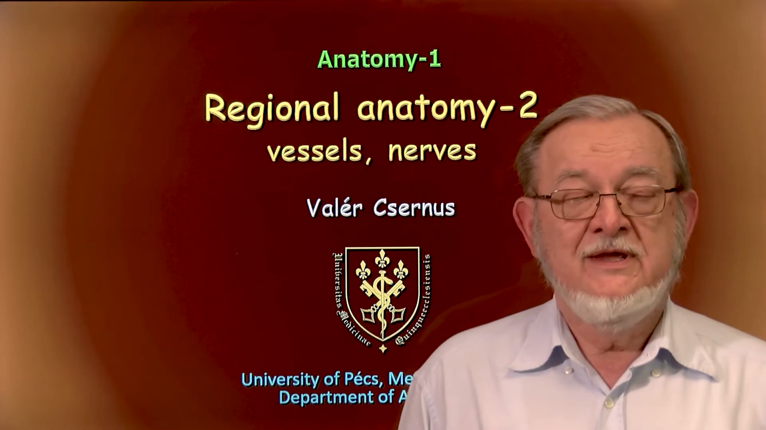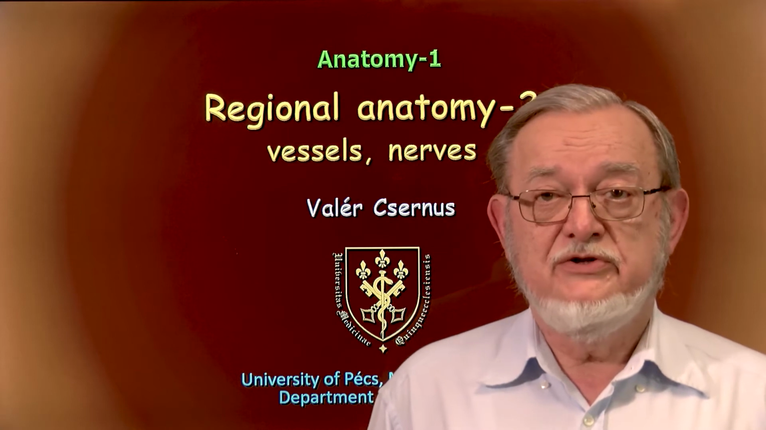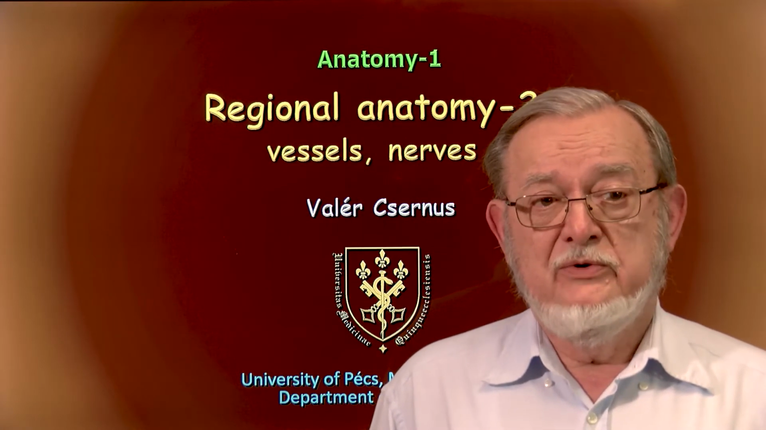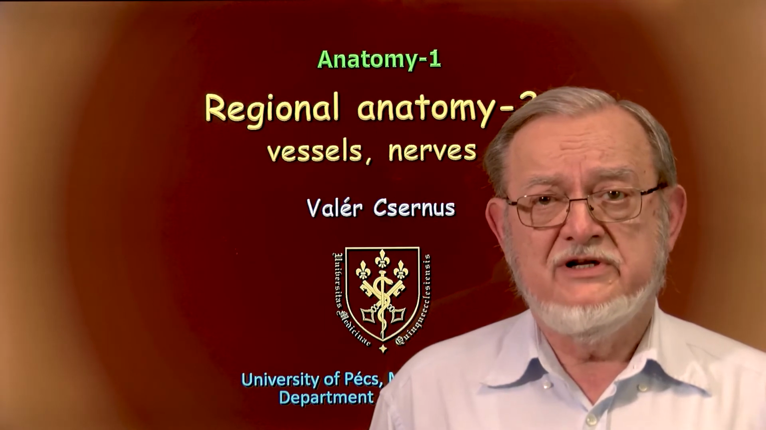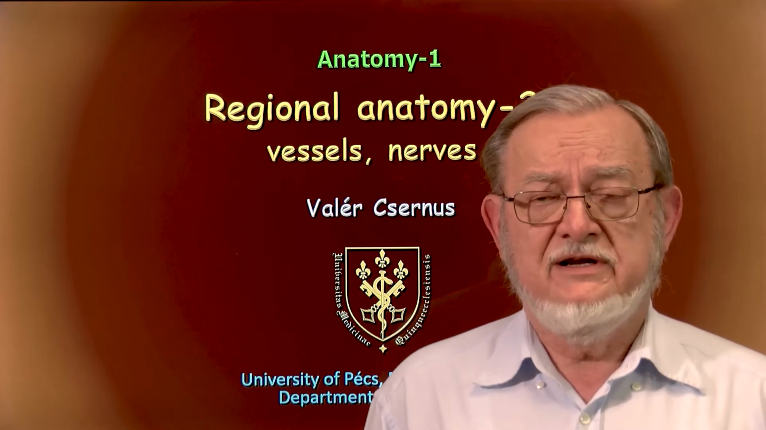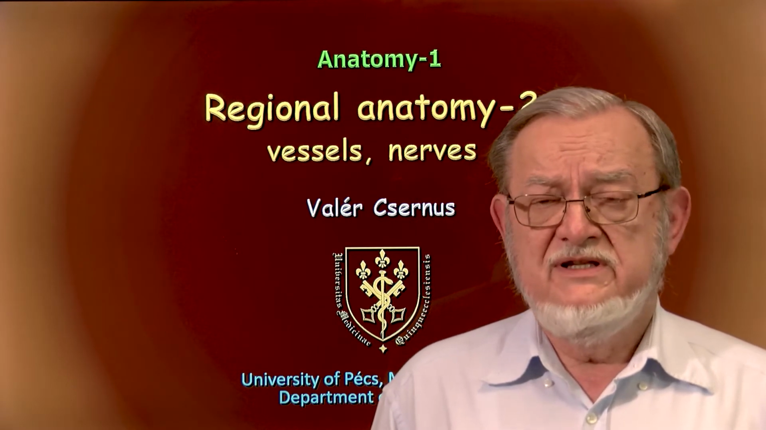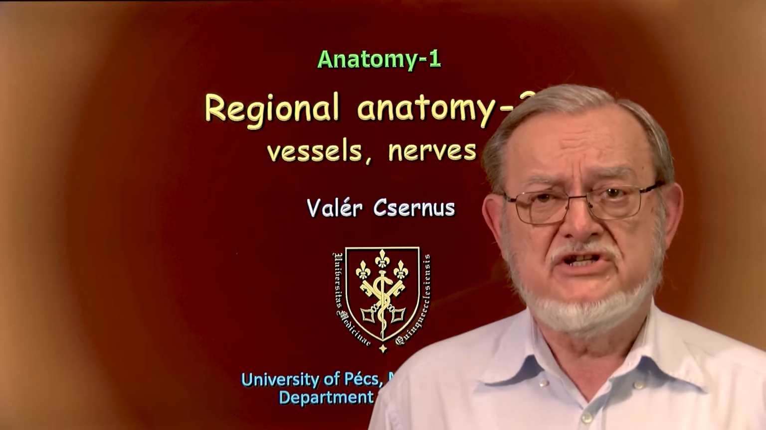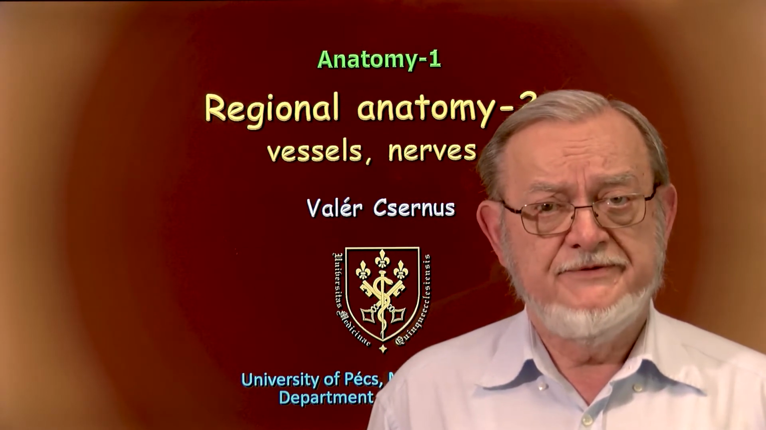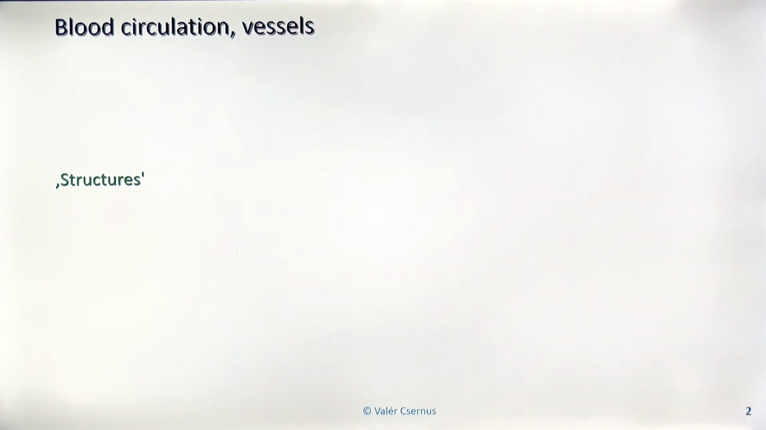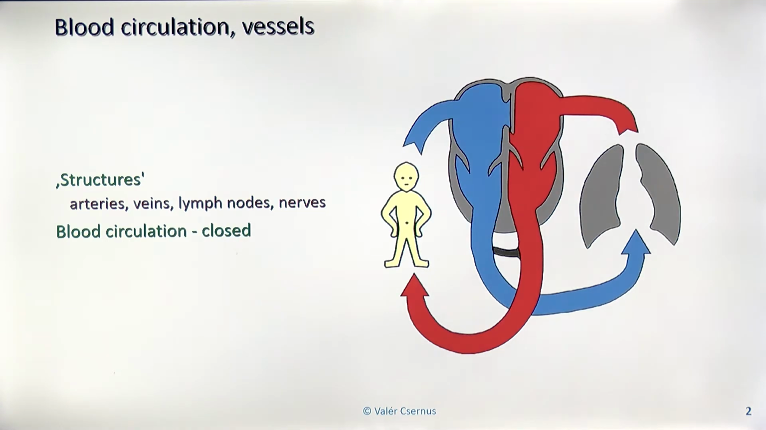Dear students, in the previous lectures you had heard a general introduction to the regional anatomy. You heard about the fascias, the muscles, and a couple of general ideas how to dissect a cadaver. In this lecture I continue this talk with detailed information on the so-called structures: the arteries, veins, lymphatic vessels, and the nerves. The structures, as I mentioned, are the arteries, veins, lymph nodes, and the nerves.